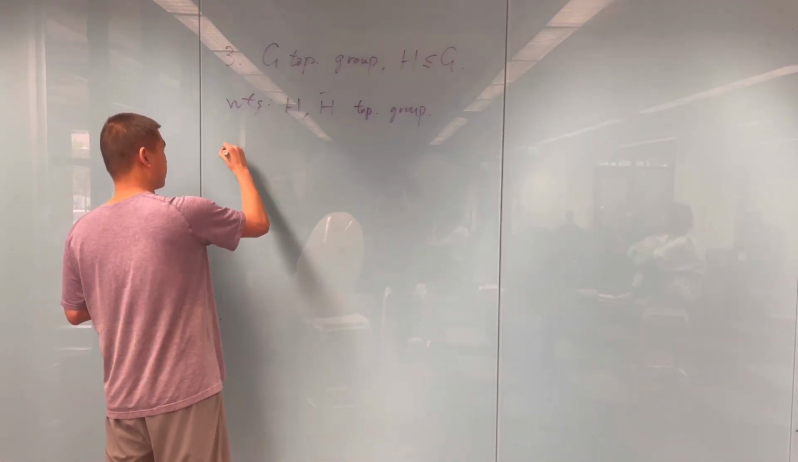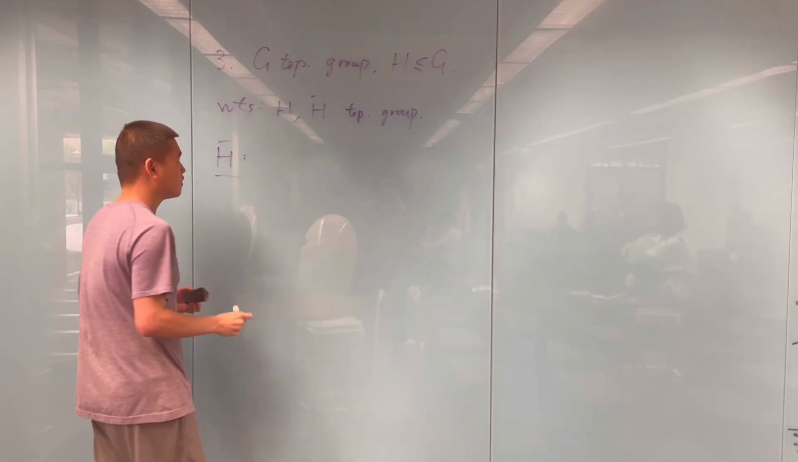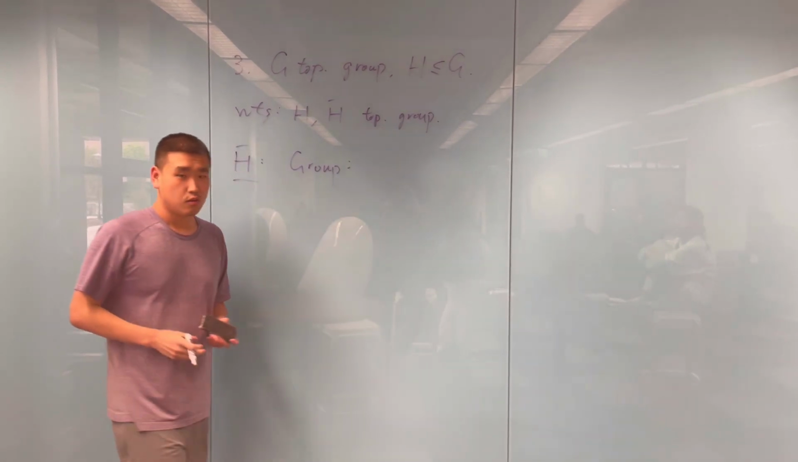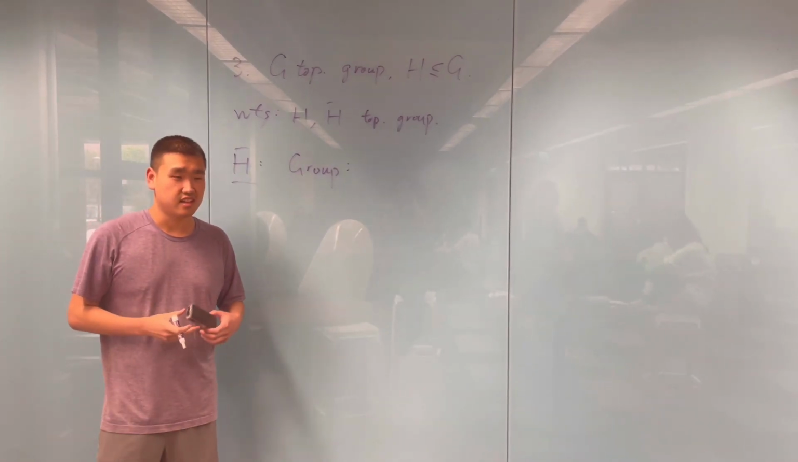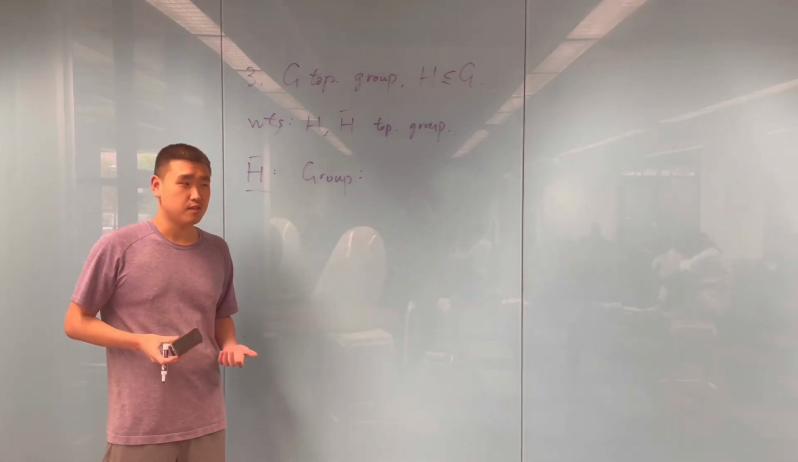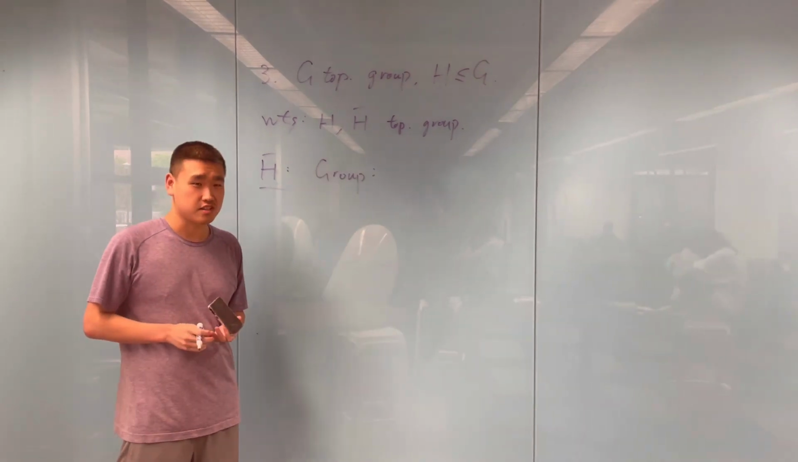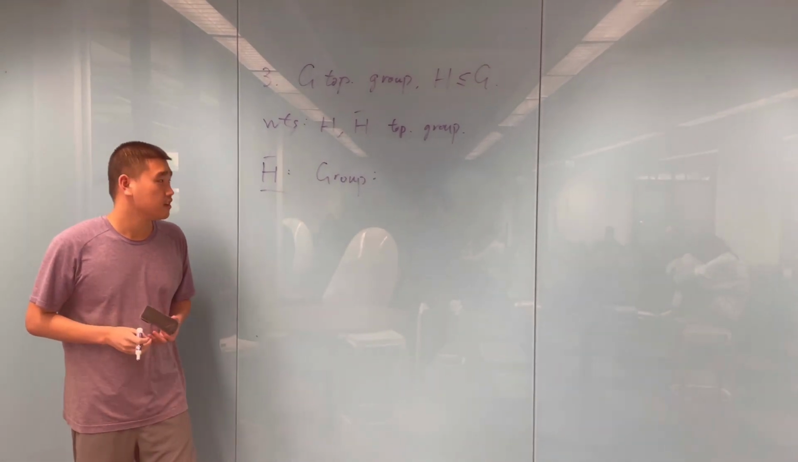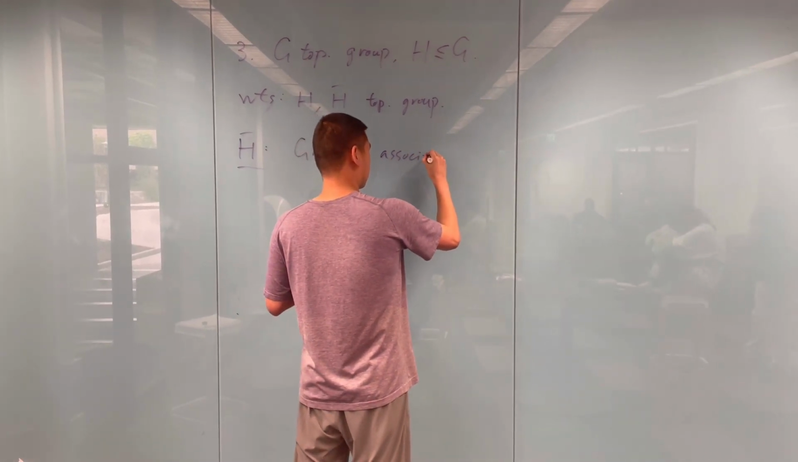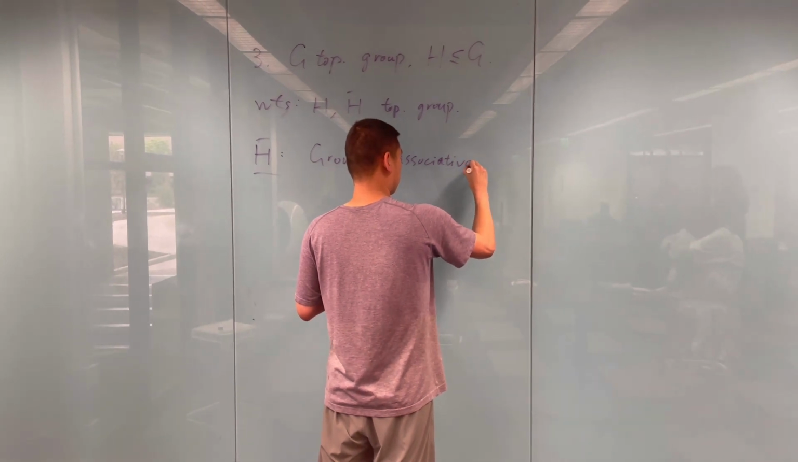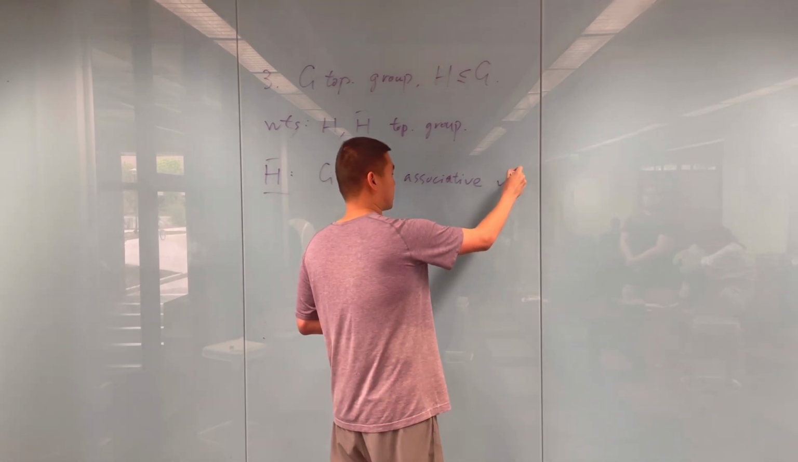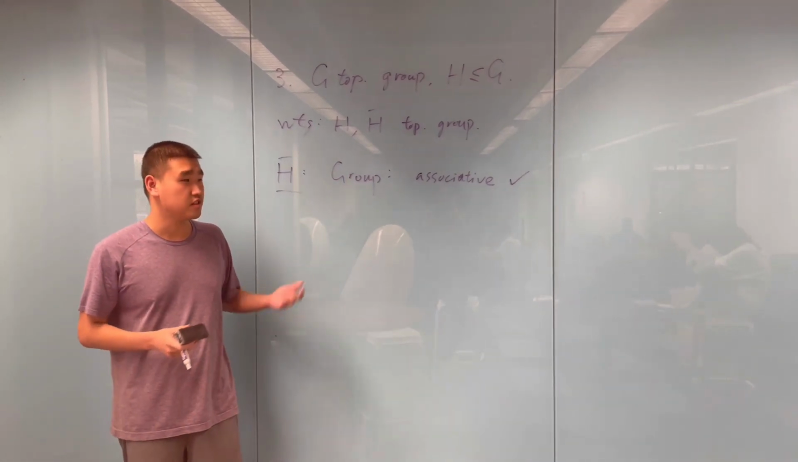Closure of H is a group. Well, we need to check that it has the identity, it's closed, it has inverses, and it's associative. But most of it we can just get by inheriting the group multiplication from G, specifically associativity. Associativity is trivial because we know that the group multiplication is associative in G.